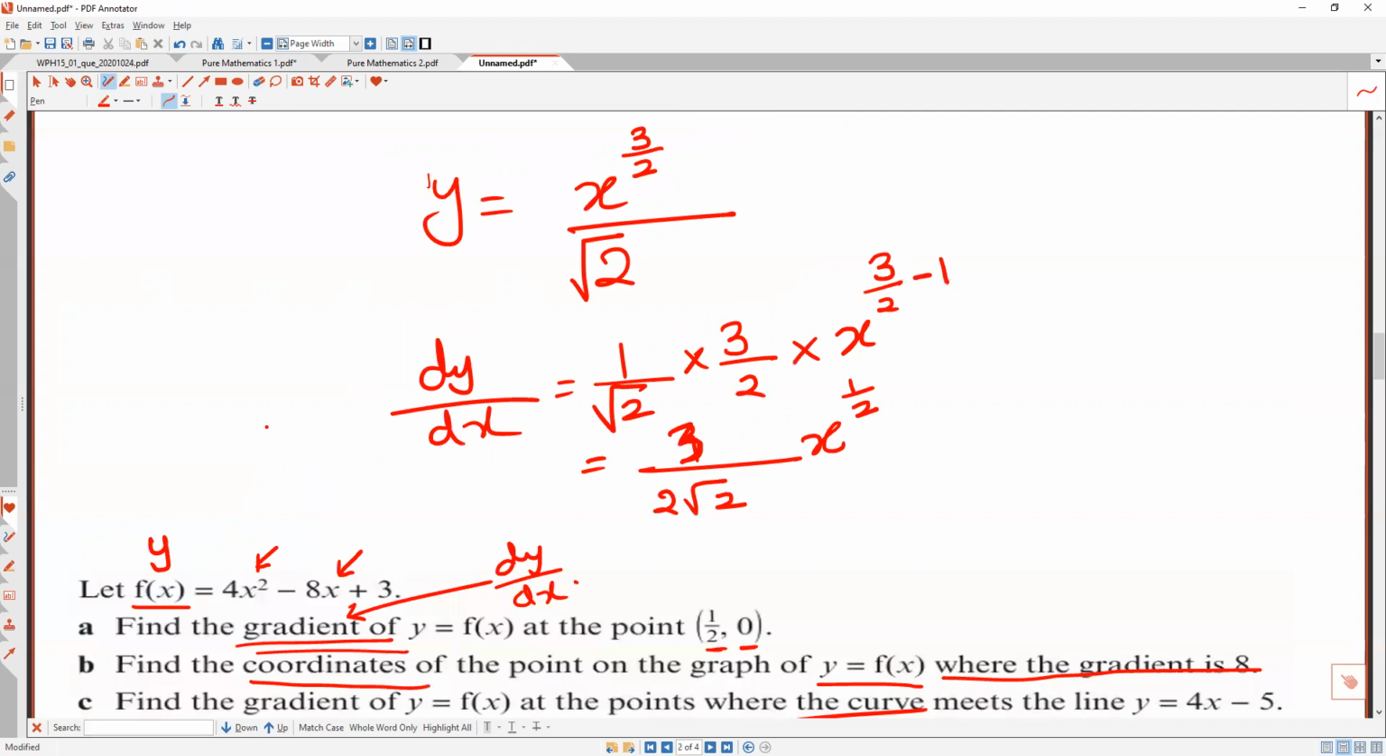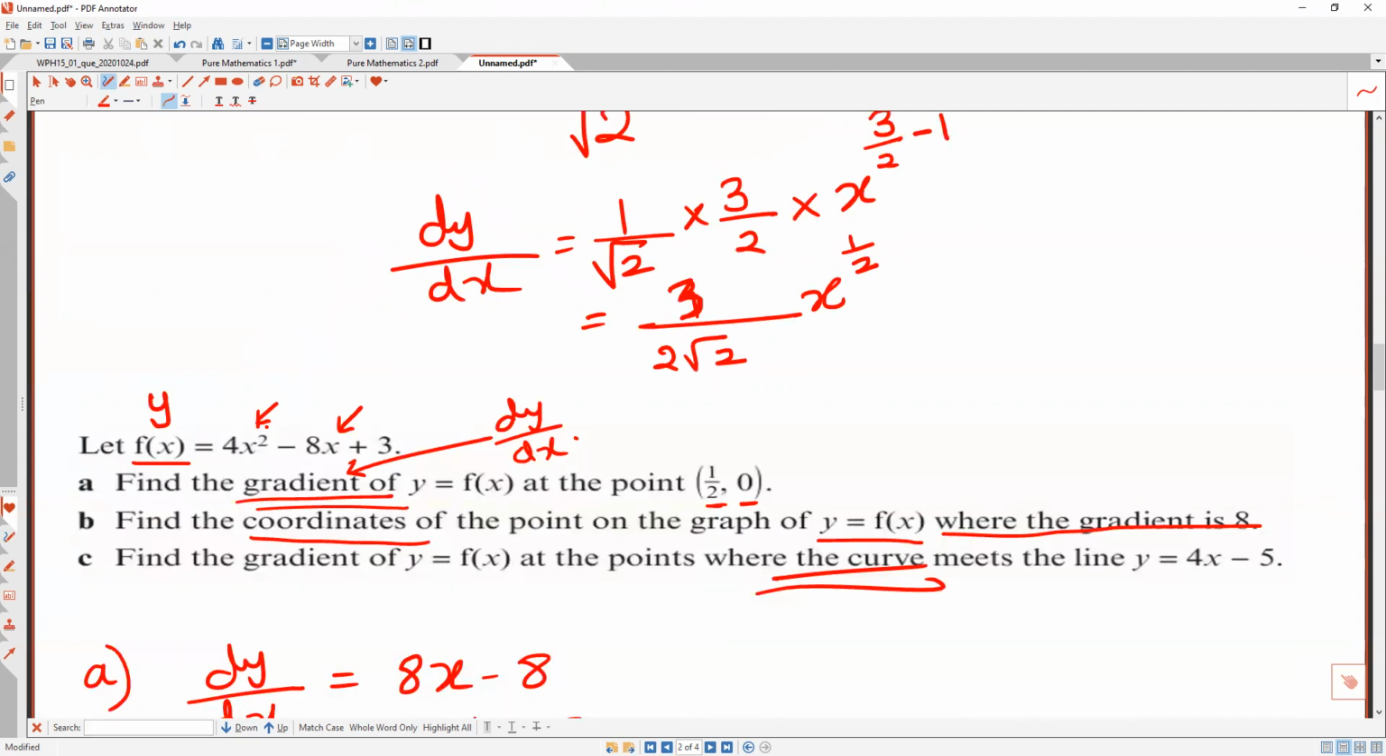What is the equation? If you want to find where a straight line and a curve meet, what should you do to find those coordinates? Come on, say it. 4x square minus 8x plus 3 equals to... simultaneous equation. Simultaneous equation with the substitution method to find the point of intersection. I hope you understand this.